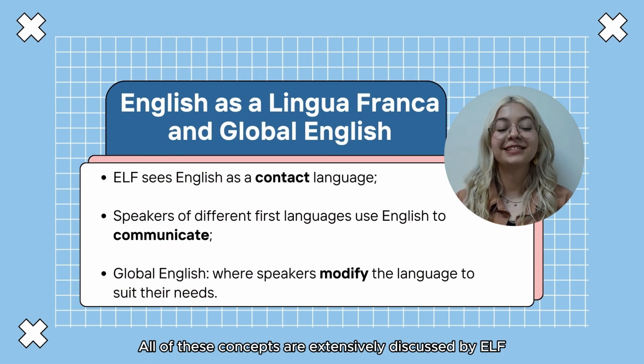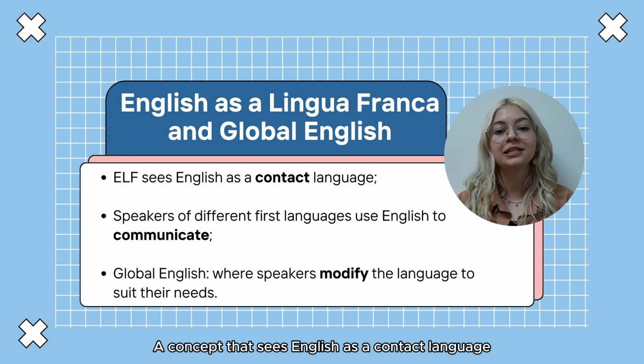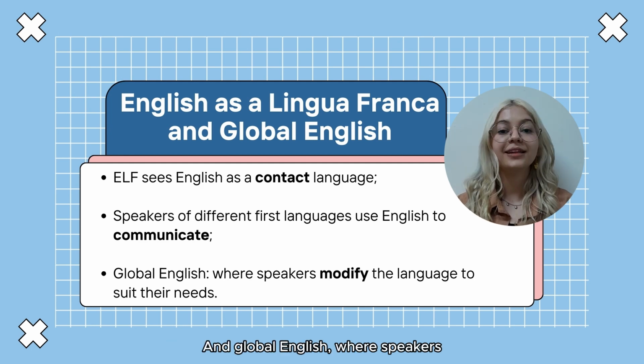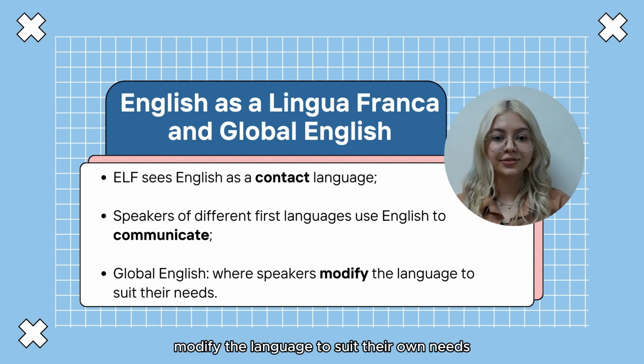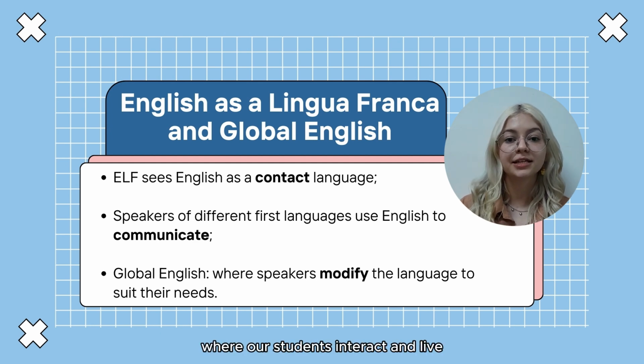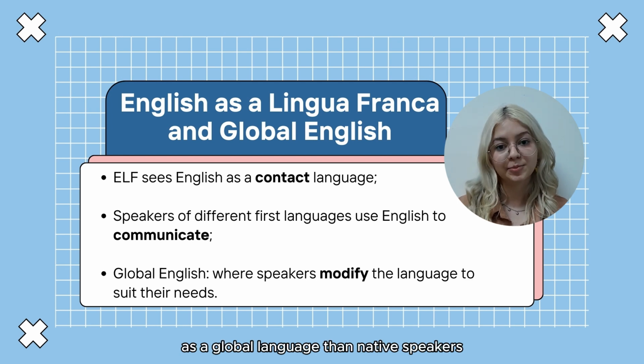All of these concepts are extensively discussed by ELF, or English as a Lingua Franca, a concept that sees English as a contact language between speakers of different first languages, and Global English, where speakers modify the language to suit their own needs. In the globalized world where our students interact and live, there are many more speakers of English as a global language than native speakers.